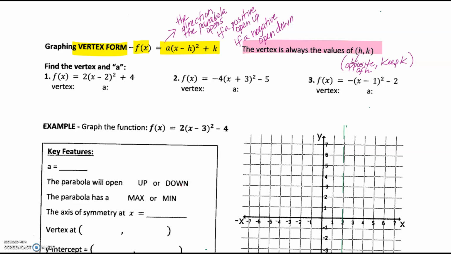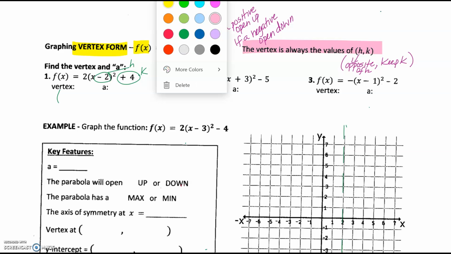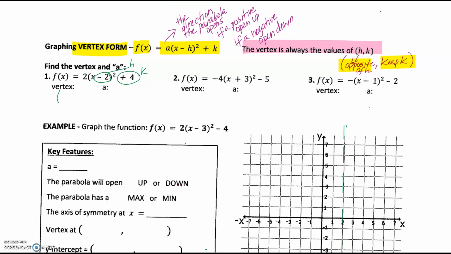Okay, the vertex, again, it is h, k. Where are we getting our h from? H comes from right here. That's h. Where are we getting k from? That's our k. Well, when we write our vertex, I had just told you over here, I'm going to highlight it, that it's the opposite of h, keep k. Okay? So what does that mean? If h is negative 2, I'm doing the opposite. That's 2. If I keep k, k is 4, so I keep the 4. Where does my a come from? My a is what's in front of the parentheses. A is 2. The parabola opens up.